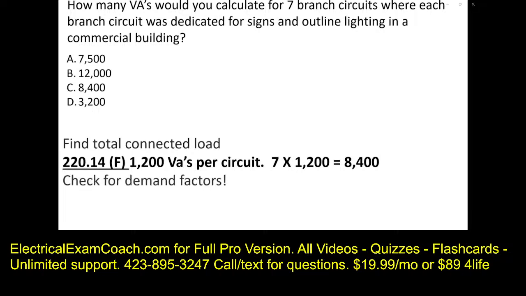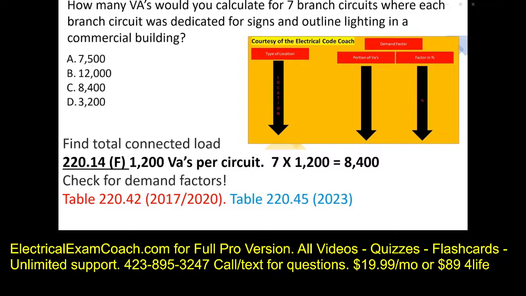Now, let's check for demand factors. Anytime you're doing commercial lighting, you're going to go to table 220.42 if you're in the 17 or the 20, or table 220.45 if you're in the 23. Same table, different title. And when we get there, we're going to start on the left-hand side of this table, and we're going to look for our type of occupancy. It does not mention a generic commercial building. It only mentions dwelling units, hotels and motels, so on and so forth. So if your area is not listed, you have to go down to the bottom to all locations not specified below. Then we cross over and find out that there is no demand factor when you're dealing with this type of lighting, and we're going to select C.